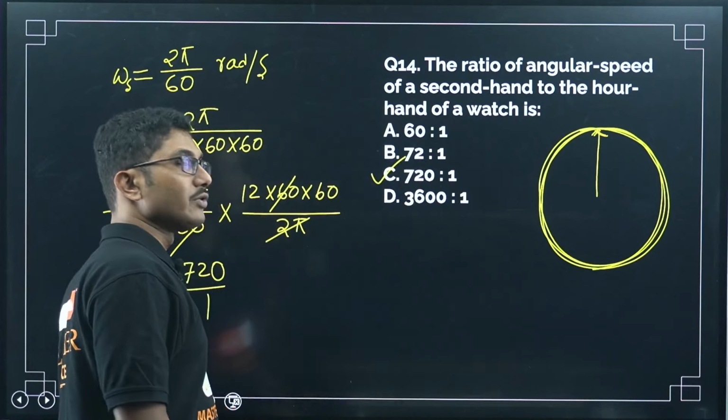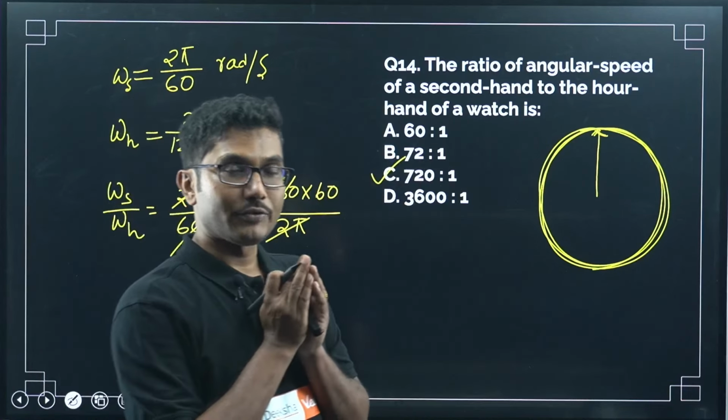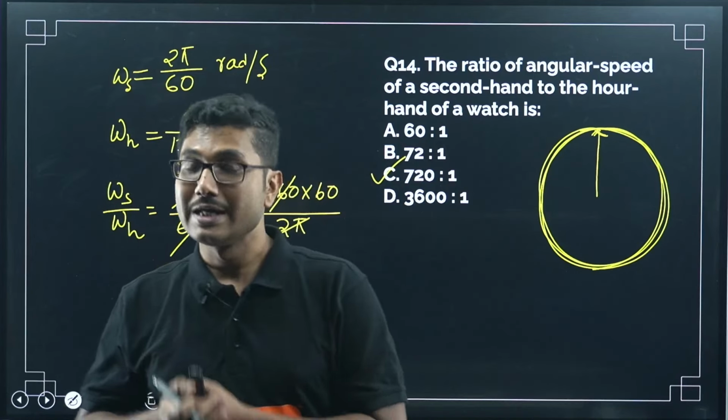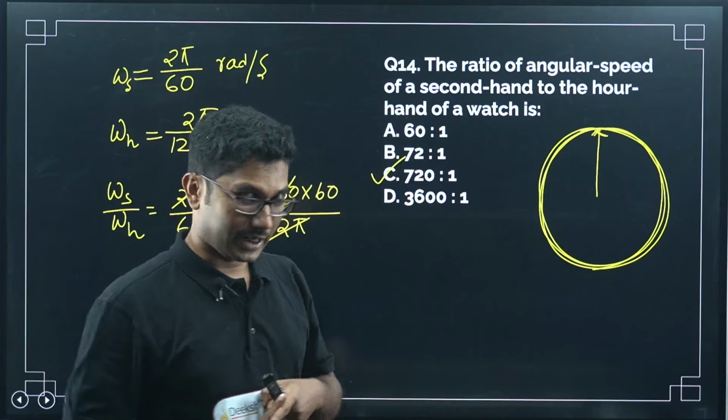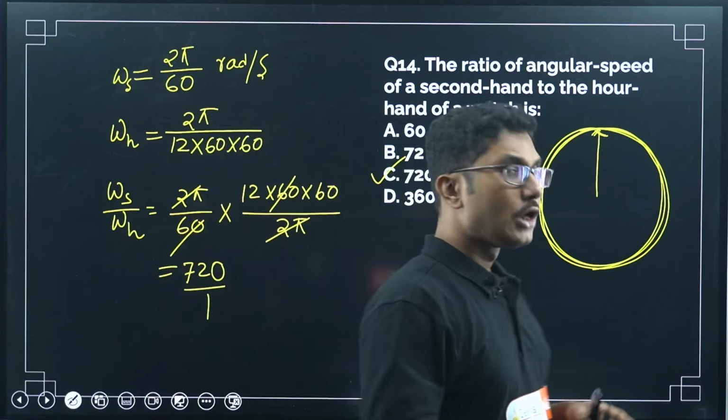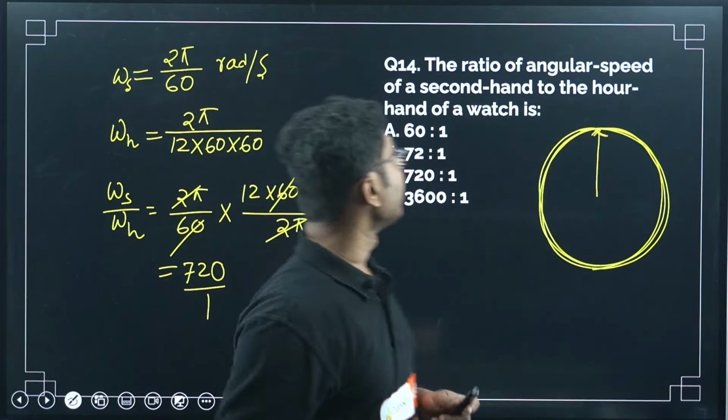Students will be confused and they will think, okay, maybe 24 hours it requires, maybe some students will think 60 minutes it's required. 60 minutes is required for minute hand, not for hour hand. Hour hand takes 12 hours to complete one complete revolution.